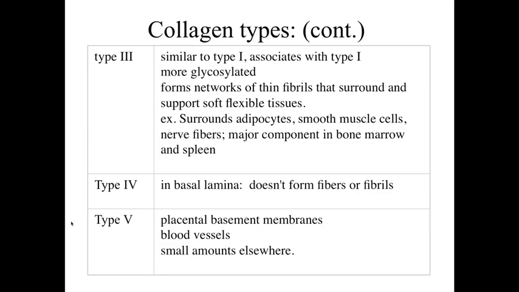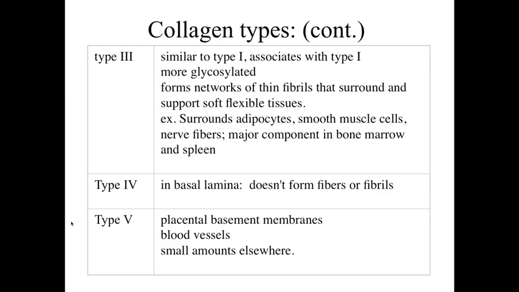Type 3 collagen is going to be very, very similar to type 1 and is found associated with type 1 collagen, but it's glycosylated. Basically, it's going to be interacting with type 1, but in general, it's going to form thinner fibrils as opposed to the thick fiber bundles of type 1 collagen. And you can find type 3 woven around type 1 in narrower areas, surrounding and supporting flexible tissues like smooth muscle cells, nerve fibers, fat cells, adipocytes, things like that.